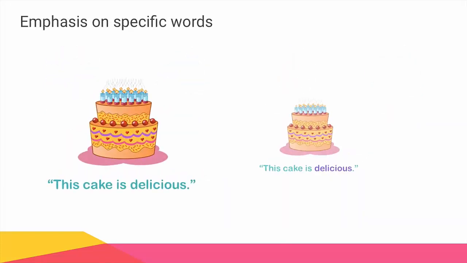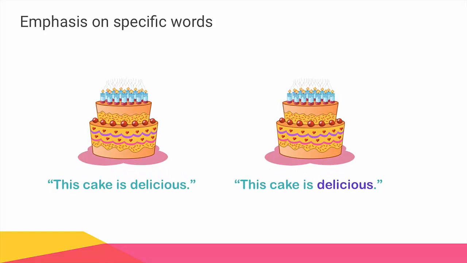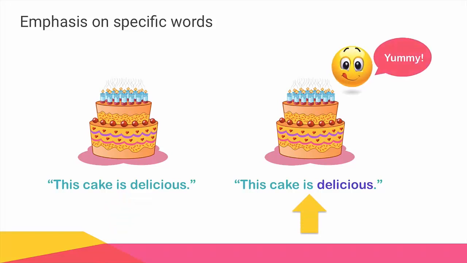When you emphasize certain words, the overall sound of a word or sentence changes. Listen to the difference between these two sentences. This cake is delicious. This cake is delicious. By adding emphasis on the word delicious, it draws even more attention to just how yummy the cake is.